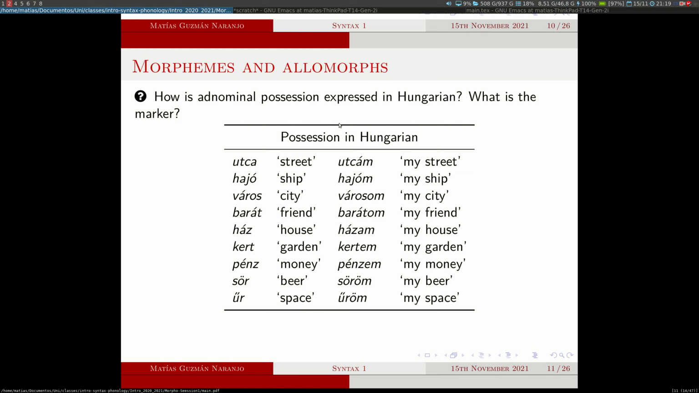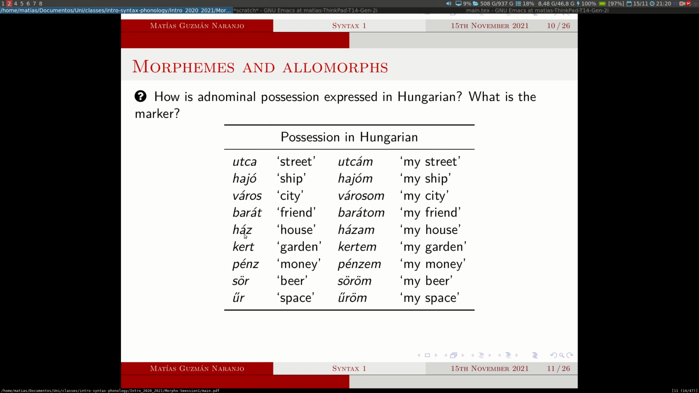In any case, these are possessives. Sorry if I'm rambling a little bit. So we have Utkam and Utkam. So Utkam is my street. Utka is the street. If you compare it to Varos, which is city, Varosom, well, you see a similarity and a difference. Here, to build a possessive, we're just adding an M to the word. Here, we're adding an OM, and Barat. Again, we add an OM, Baratom.